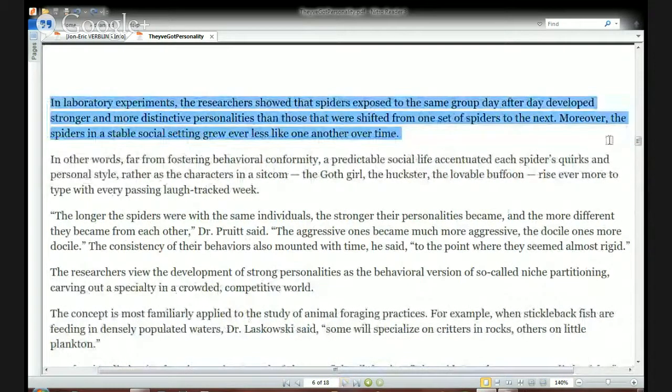In laboratory experiments, the researchers showed that spiders exposed to the same group day after day developed stronger and more distinctive personalities than those that were shifted from one set of spiders to the next. Moreover, the spiders in a stable social setting grow ever less like one another over time.